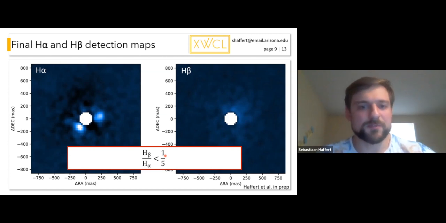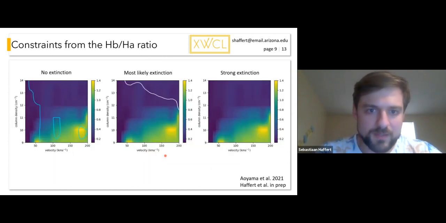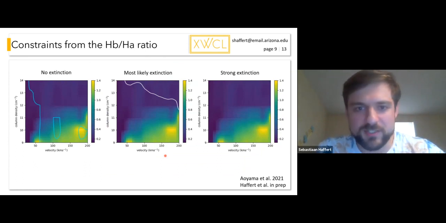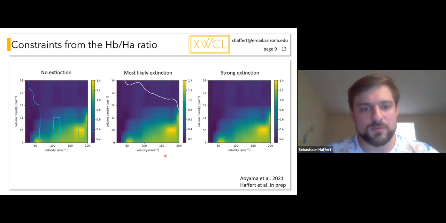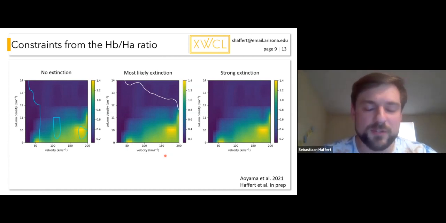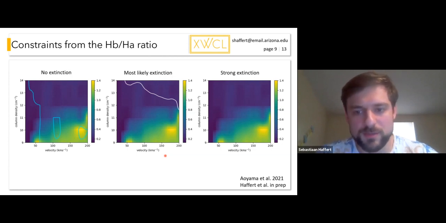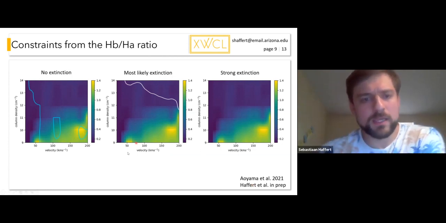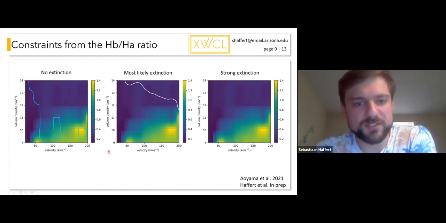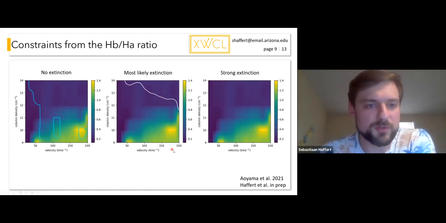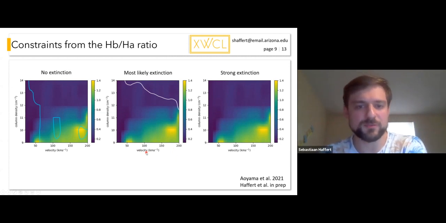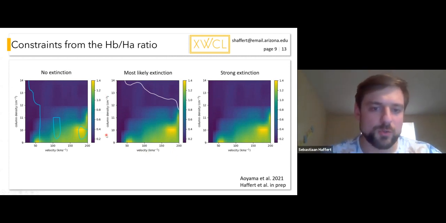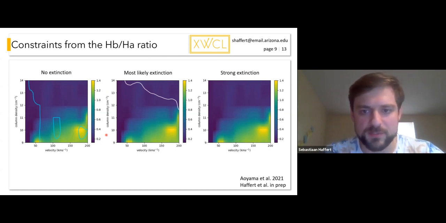So can we learn something from the system? Probably not is actually the answer. So here I'm plotting the H-beta over H-alpha line ratio for a planet accretion model that was created by Aoyama and Ikoma. And this accretion model is a function of the infall velocity of the gas on top of the planet, and the column density, the density of the material.